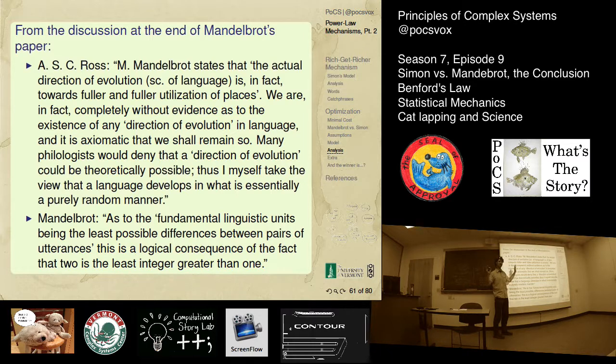I mean, this is amazing to me. It is 1950. Without evidence as to the existence of any direction of evolution in language. And it is axiomatic, which is a bit of a leap, that we shall remain so. Many philologists would deny that a direction of evolution could be theoretically possible. Craziness. Thus, I myself take the view that a language develops in what is essentially a purely random manner. It's just unbelievable. I mean, the structure in the world and language is... Anyway, I'm not letting this character get away with it. So Mandelbrot, it's actually not quite so bad.